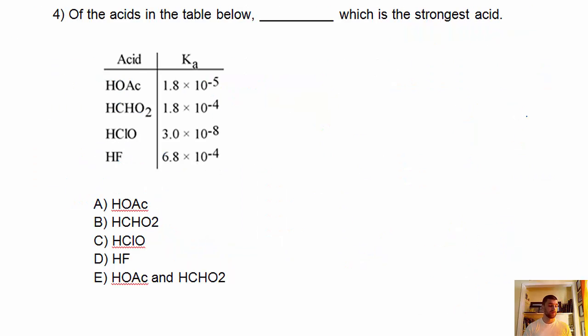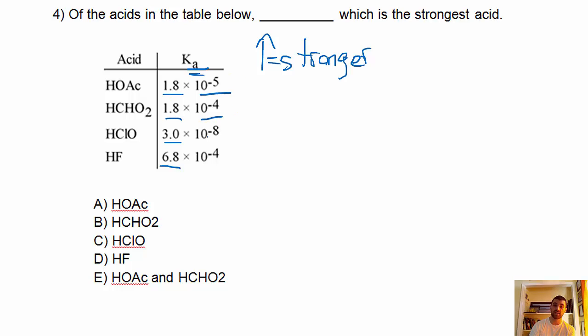Number 4. Of the acids in the table below, which is the strongest acid? We have Ka's here, and we know that the larger the Ka is, the stronger the acid. So we're looking for the biggest number. What might throw you off a little is that you might be tempted to look at those first numbers, but that's not what you should look at first. What you should look at first is times 10 to the what. Which one is going to give us the biggest one? It's going to be the one that's the least negative.